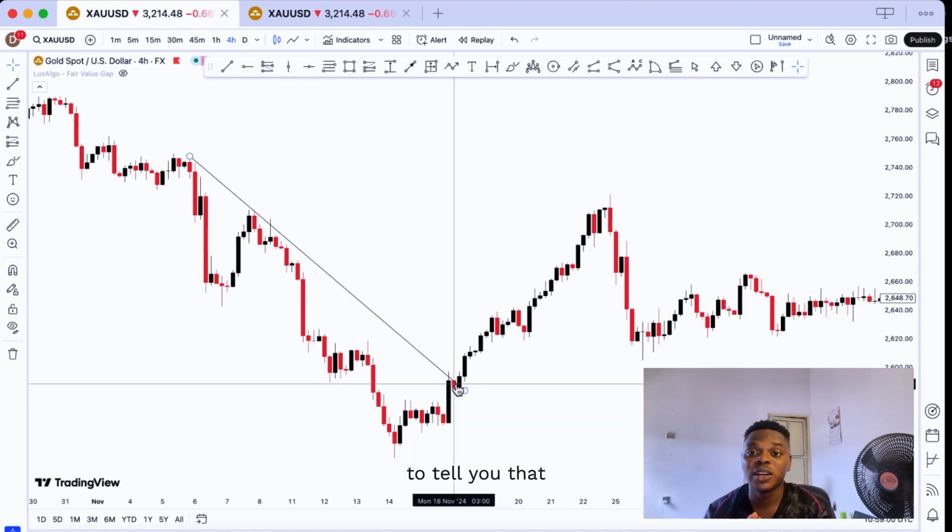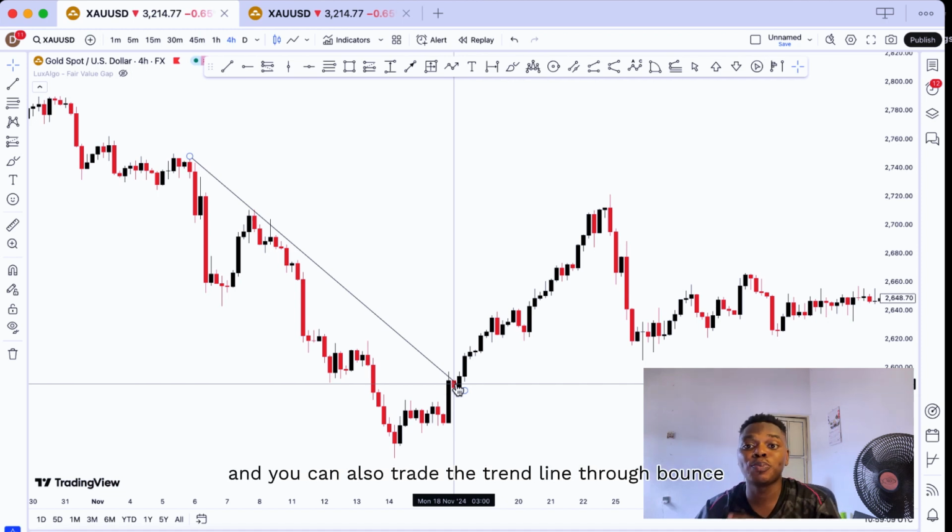That will tell you that the very first way you can trade a trend line is through breakouts. You can trade a trend line successfully through breakouts, and you can also trade a trend line through bounce offs.